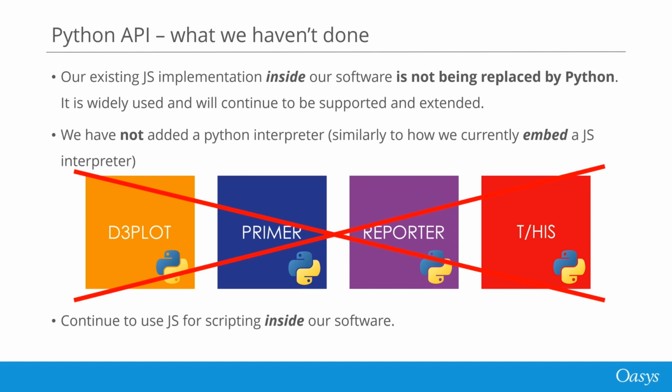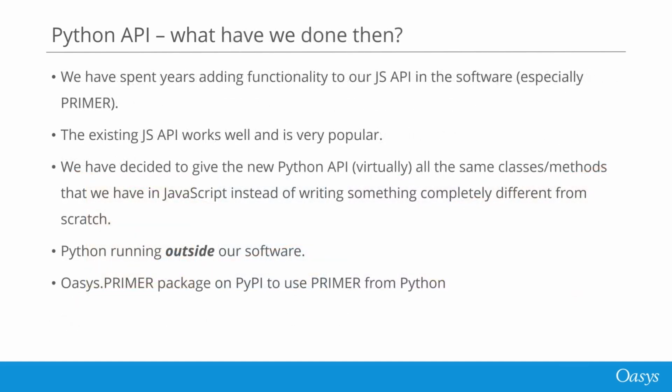So what have we done for Python API? We have spent years in enhancing the functionality of our JavaScript API within the software, particularly in Primer. The current JavaScript API performs excellently and is highly popular. Consequently, we have chosen to equip the new Python API with virtually all the same classes and methods as the JavaScript API, rather than creating something entirely new from scratch.